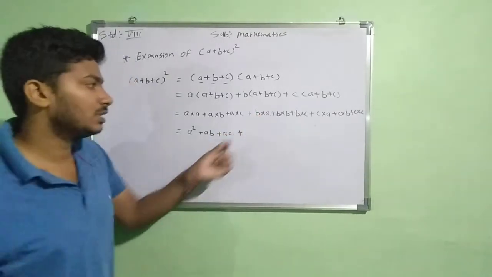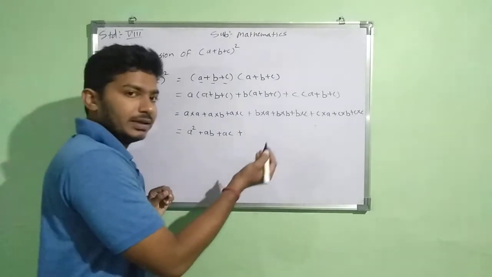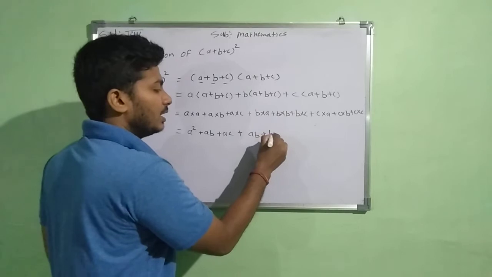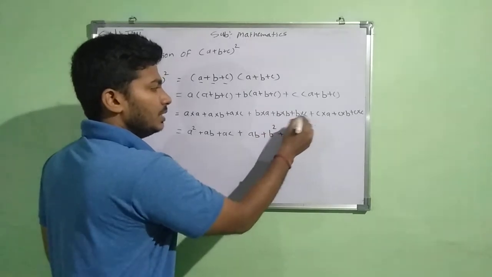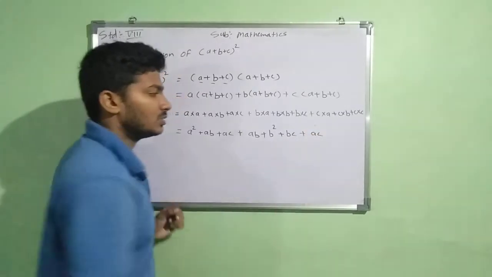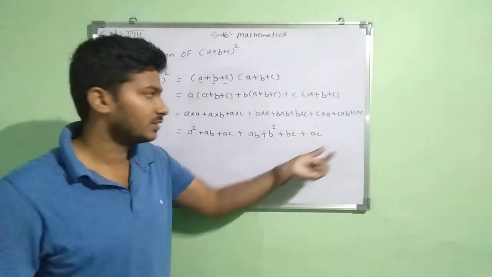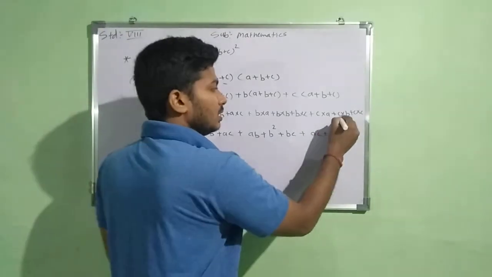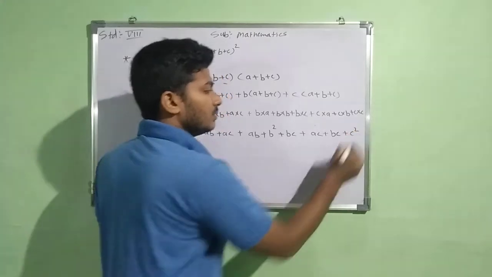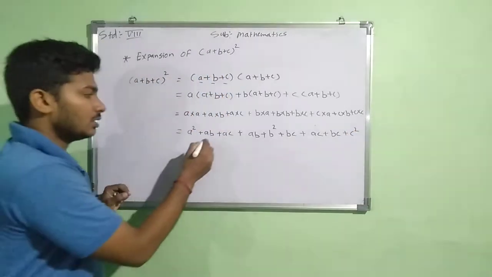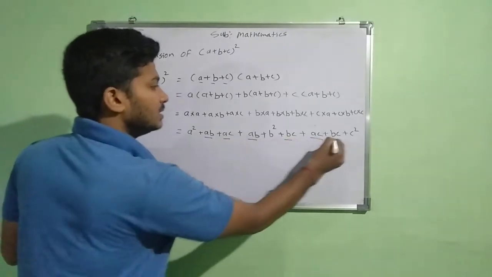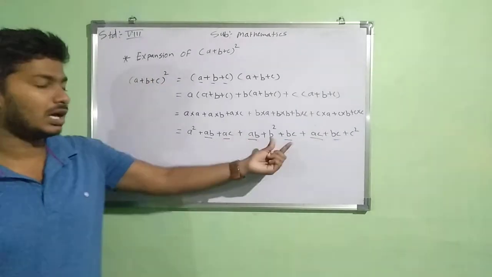b into a we can write a into b because a alphabetically comes first, so we can write ab plus b into b we can write b square plus b into c we can write bc plus c into a we can write ac because alphabetically a comes first and c after that. So plus here c into b we can write bc plus c into c will give c square. So here we got ab, ac, bc and bc. That means that both terms are repeating.